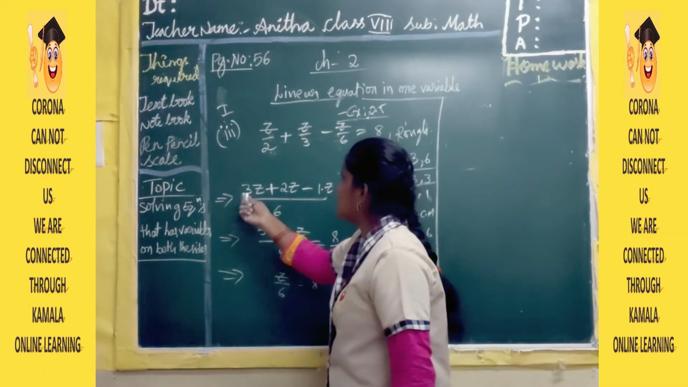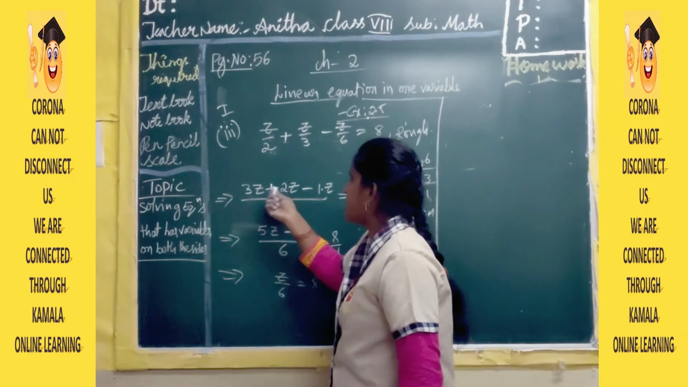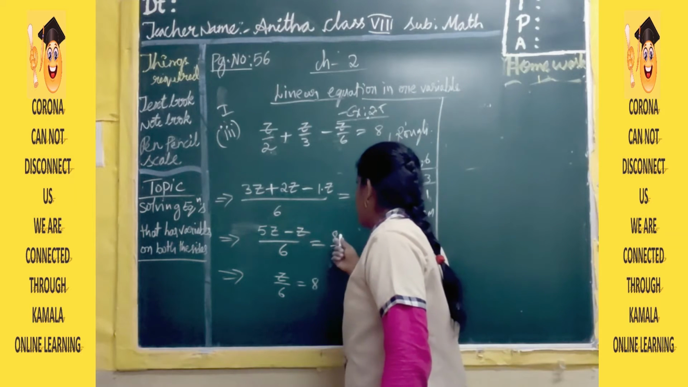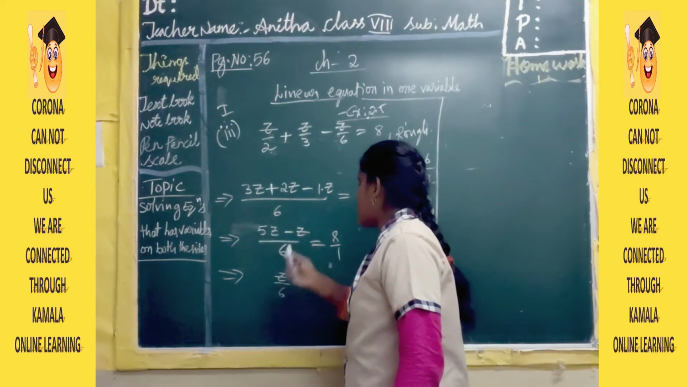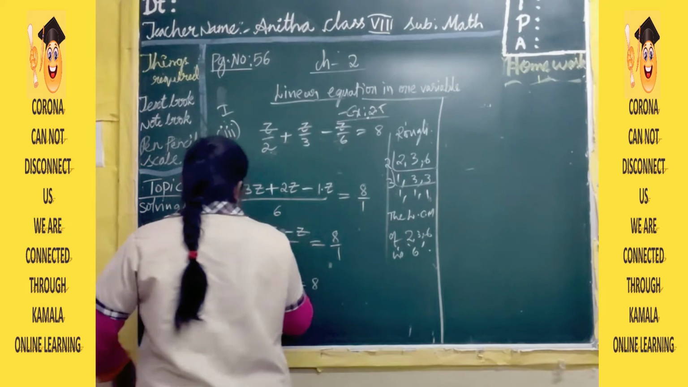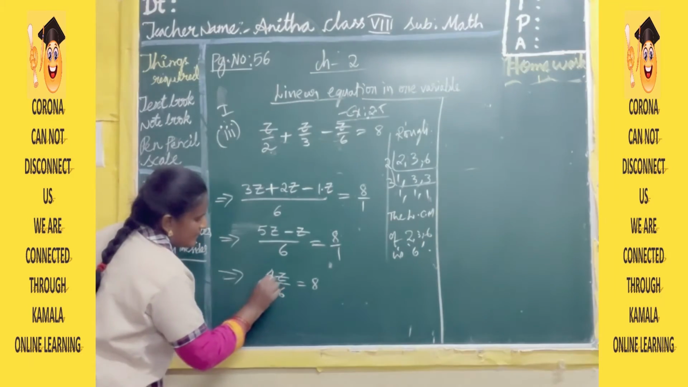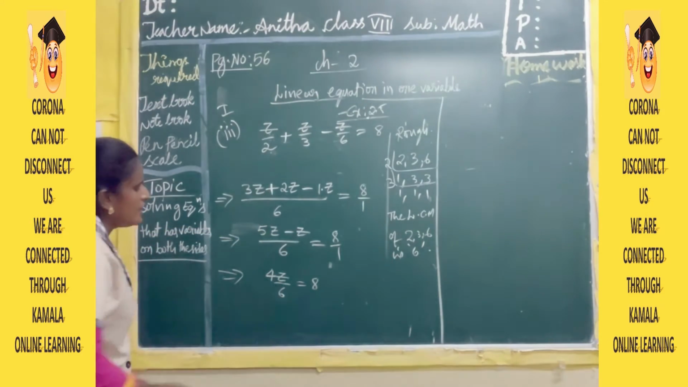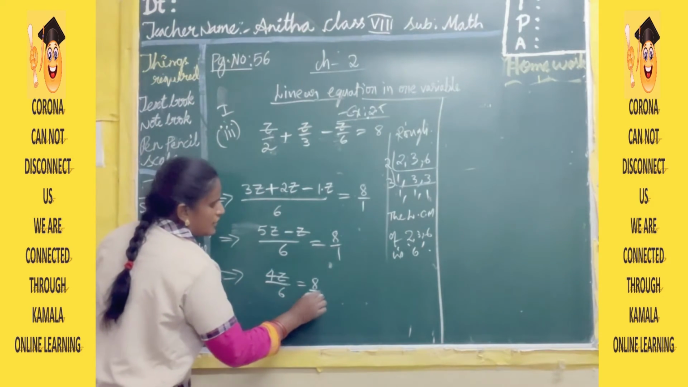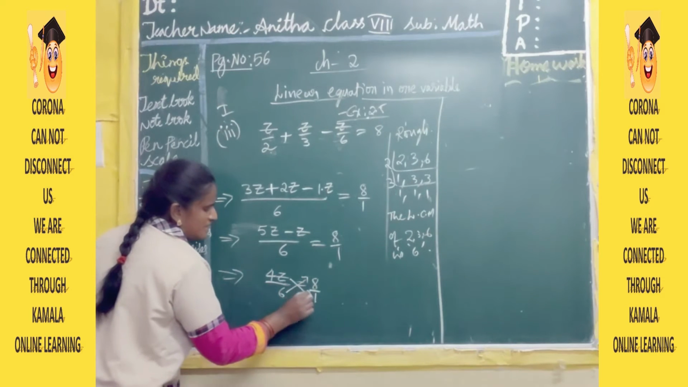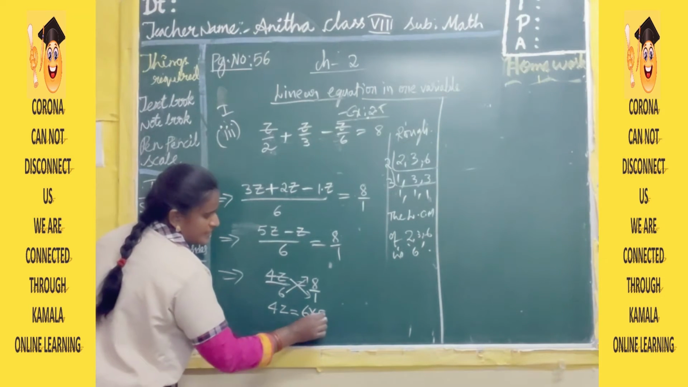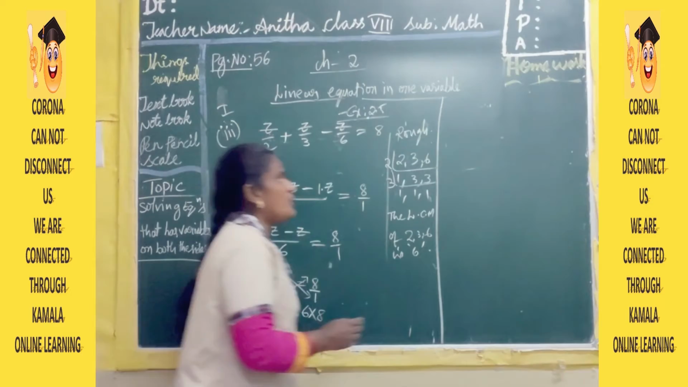Okay, children. Now 3Z plus 2Z, 5Z, minus 1 into Z by 6 is equal to 8 by 1. 5Z is subtracted with Z, you will get 4Z by 6 is equal to 8 by 1. Now do the cross multiplication. 4Z into 1 is 4Z. 6 into 8. Next we want the Z value.